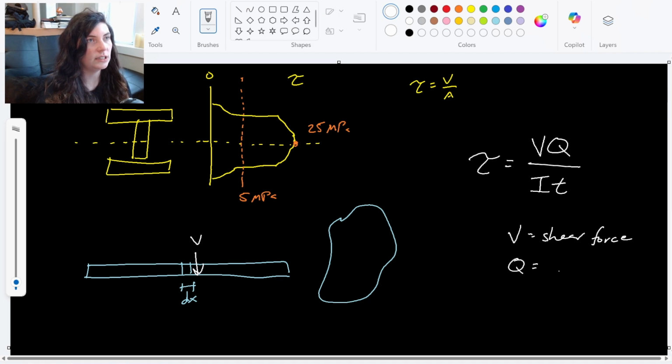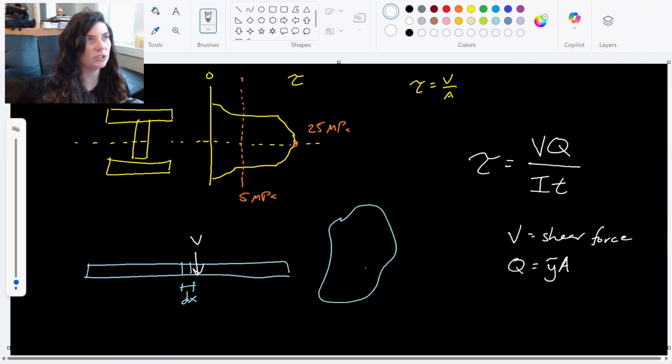Q is the first moment of area. We're going to talk about it a little more in depth. We'll do an example problem of how you calculate this Q value because it's new. But essentially it's the top half of our centroid equation, so it is y tilde times A.